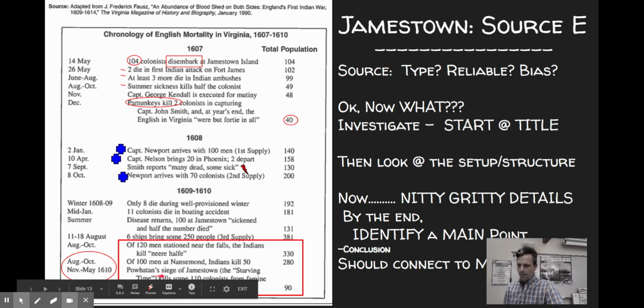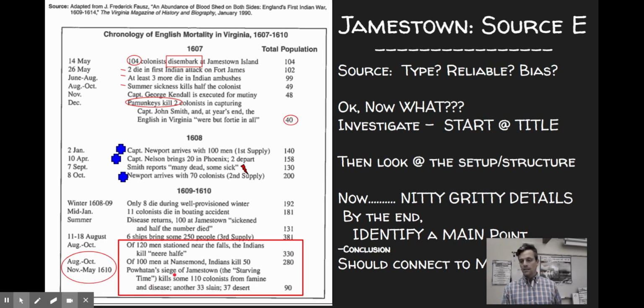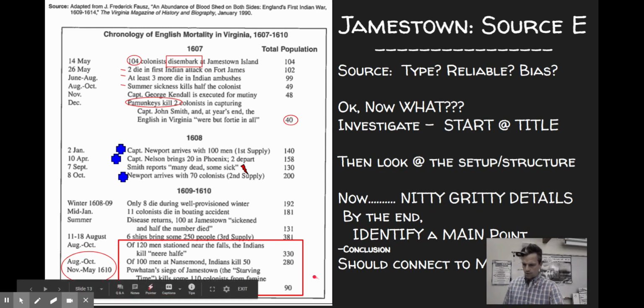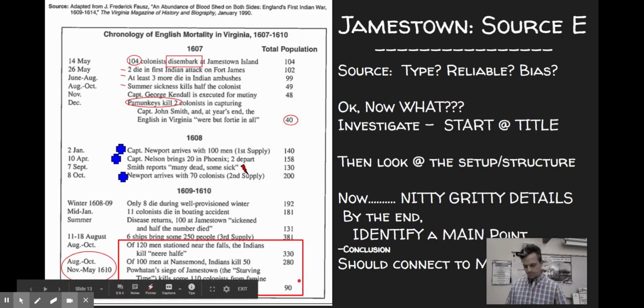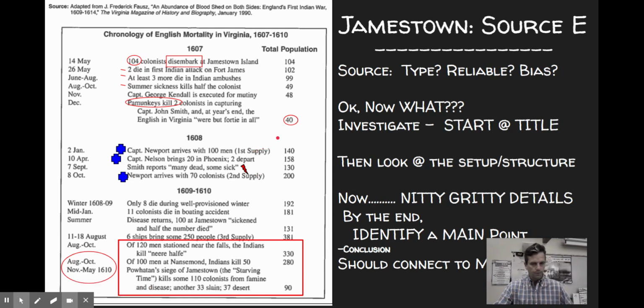Last one here. Powhatan's siege of Jamestown, the starving time, kills some 110 colonists from famine and disease, another 33 slain, 37 desert. Our population goes from 280 to 90. That means 190 colonists just died. So what we want to figure out is the total number of colonists. We have to start with 104 and see how many people were added. That's how we'll come up with the total number of colonists.